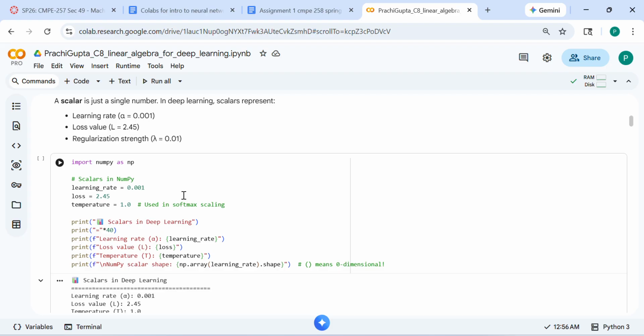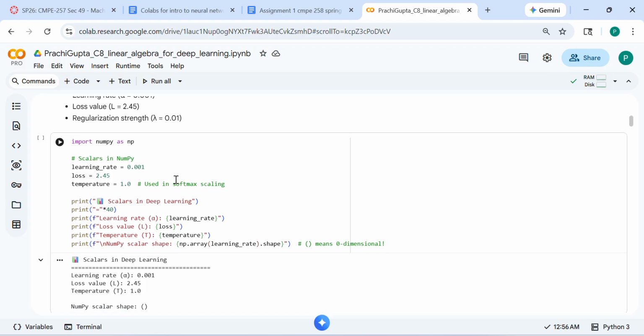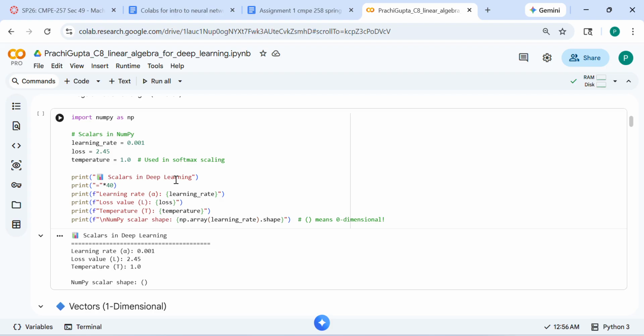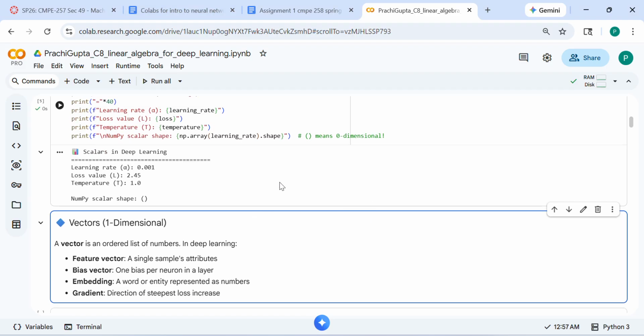A scalar is just a single number. In deep learning, a scalar represents the learning rate, loss value, regularization strength, all these single values. So let's see the code. I'll just run it. We have the scalars. These are zero dimensional, just single numbers. Think of these as knobs of your network, like the learning rate or the final loss value.